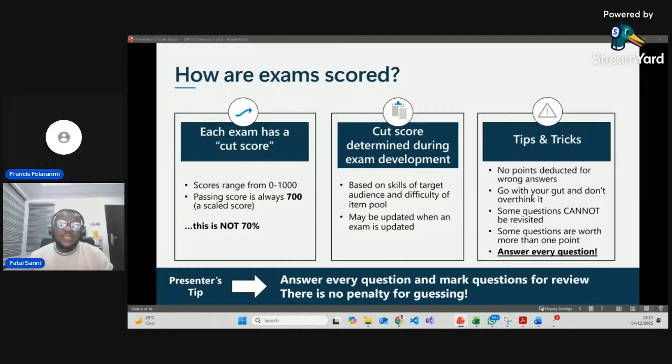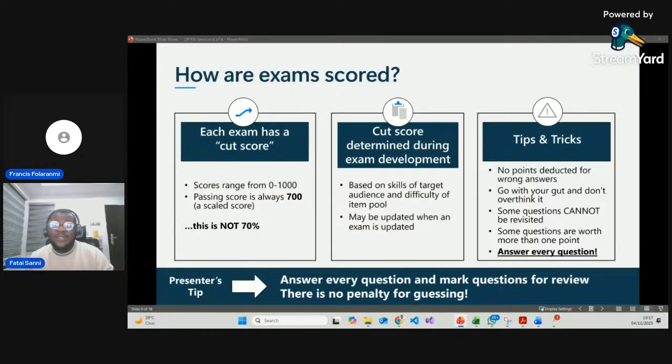The cut score is determined during exam development, based on skills, target audience, and difficulty of the item pool, and this may be updated when an exam is updated. So there is no perfect scoring, and there's no visible scoring to everyone to say this is how these exams are scored. This is something internal to the exam team that put together these exams.